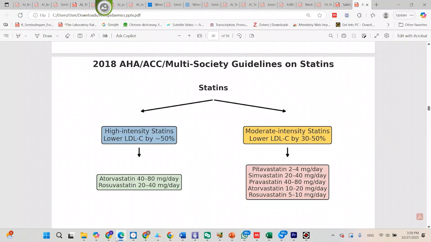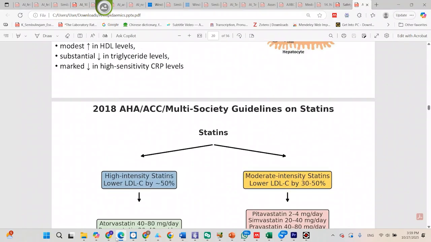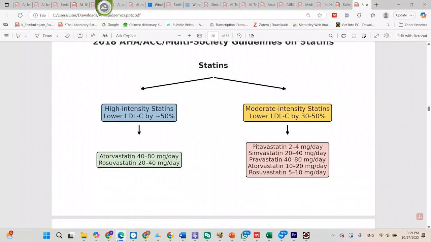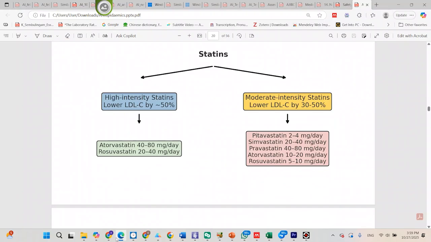So for high intensity, we have atorvastatin 40 to 80 milligrams per day. We have rosuvastatin 20 to 40 milligrams per day. Please, CRP here means, what's it called now? C-reactive protein, and it's a marker of inflammation. The statins also help to reduce this. Now, your atorvastatin 40 to 80 milligrams per day is high intensity. Rosuvastatin 20 to 40 milligrams per day is also high intensity.